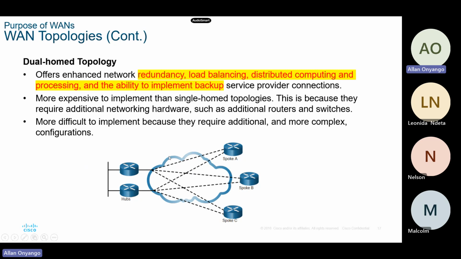And this provides a very great redundancy to eliminate what we call single point of failure. It brings about load balancing, very important. Things like distributed computing, ability to have backup, and so on and so forth. So this is a very effective one. The only disadvantage is that they require additional devices. That is the only one. And of course, in terms of configurations, it might appear more complex sometimes to be able to make it work.